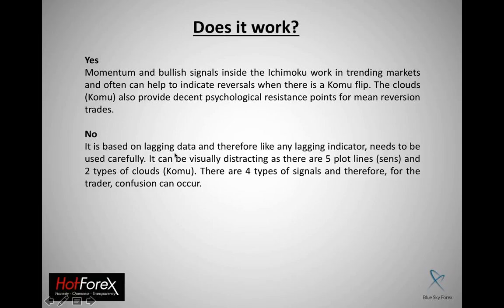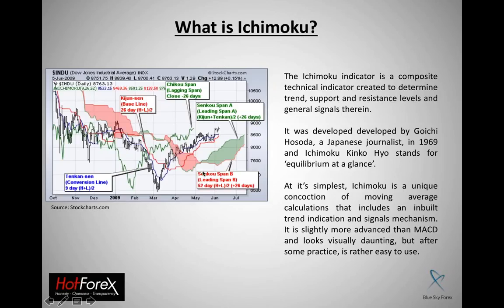It's based on lagging data. It's not necessarily repainting, but it is lagging data, so it needs to be used carefully. It can be visually very distracting. If you are plotting all the 5 lines, the so-called Sen, and the 2 types of Kumo, both the green and the red, then you're looking at a very dense indicator.